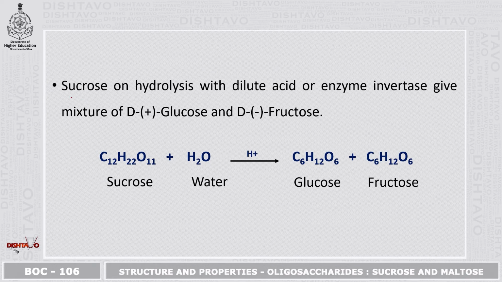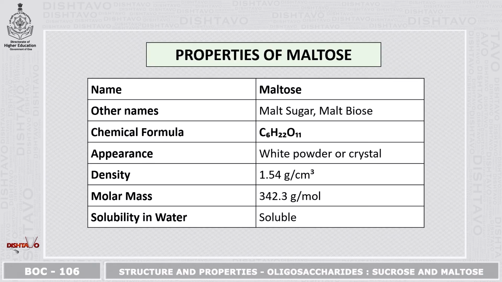Now, let us see sucrose on hydrolysis. With the dilute acid or the enzyme invertase, it gives a mixture of glucose and fructose. So, here is the reaction. This is the sucrose molecule. And when the hydrolysis occurs, that is in the presence of water, we get separate monomeric units of glucose and fructose. After the hydrolysis reaction, when the glycosidic bond which is present between the glucose and fructose is broken down, we get separate individual units of glucose and fructose molecules.